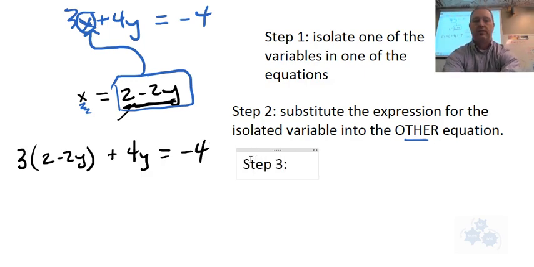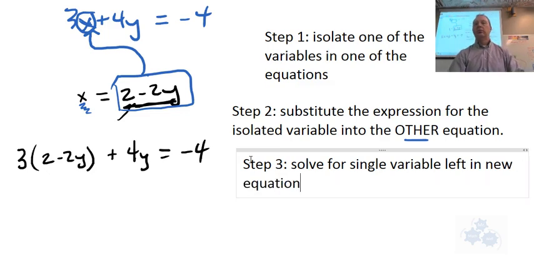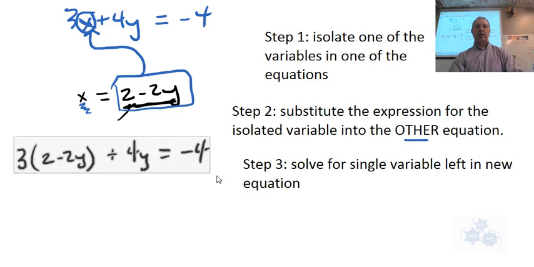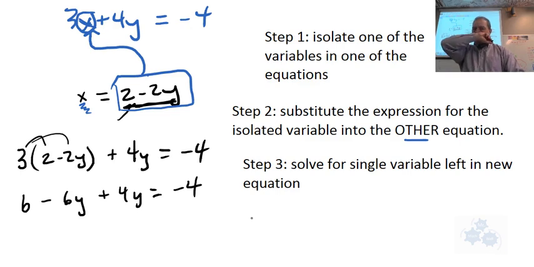Step 3. Solve for single variable left in new equation. So here's our new equation right here. And there's only one variable in there, right? So I'm going to solve for now the y. So we got to get rid of these brackets by multiplying: 6 minus 6y plus 4y equals negative 4. Gather all like terms and then isolate for that. So negative 6y plus 4y is going to be negative 2y. Let's subtract 6 from both sides.